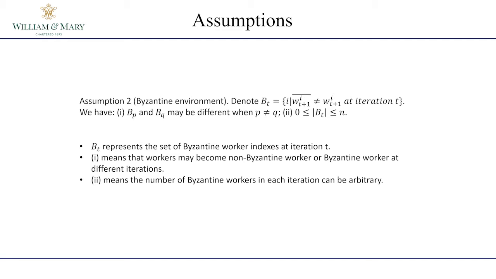Assumption 2 defines the Byzantine environment in federated learning. Here we let B_t represent the set of Byzantine worker indexes at iteration t, then we can assume that a worker may become a non-Byzantine worker or a Byzantine worker at different iterations. And the number of Byzantine workers in each iteration can be arbitrary.